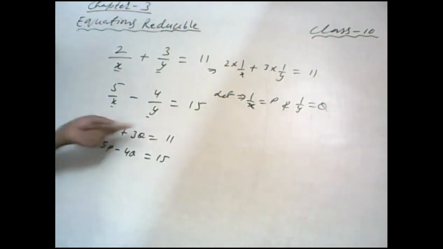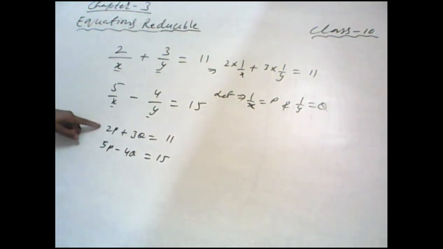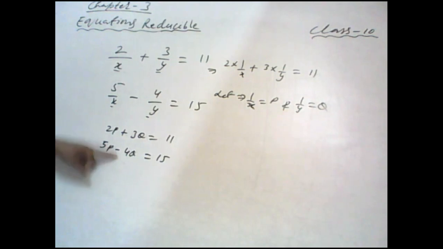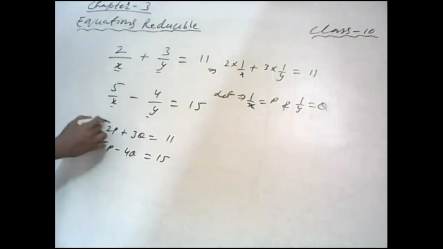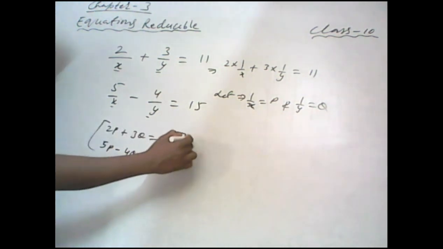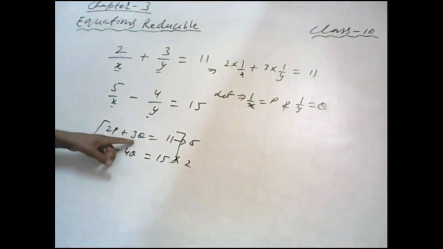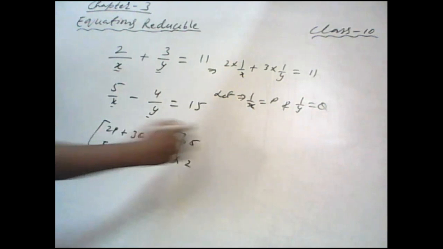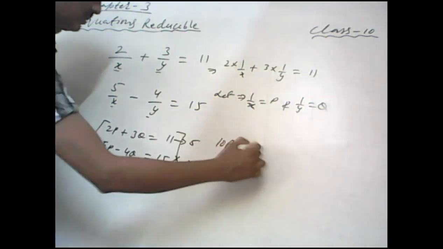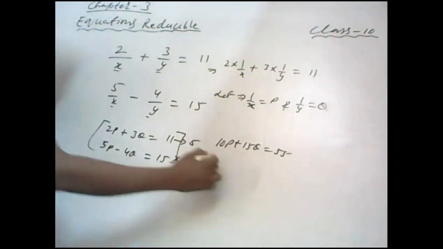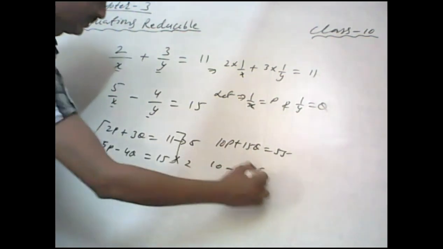Here we have the pair of linear equations in p and q. Now multiply this equation by 4 and this equation by 2, so that we get one of the coefficients equal. We can multiply this by 5 and this by 2. Here we equate the p. Understand? So that you get 10p plus 15q is equal to 55, and 10p minus 8q is equal to 30.